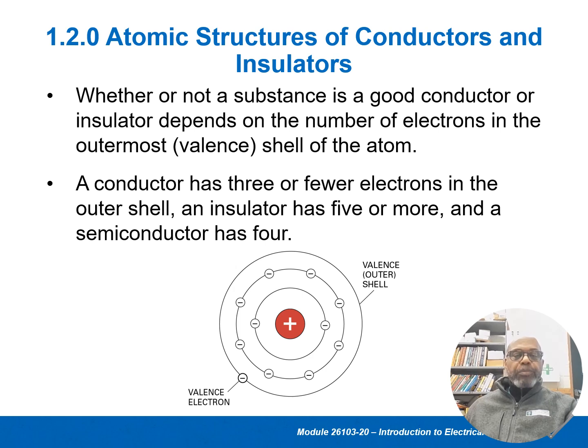So again, conductors need to have few electrons in their outer shell to become a good conductor. And the more electrons it has, it becomes less of a conductor and more of an insulator. There are certain things that we call semiconductors because they're not a good conductor or insulator, so it kind of resists the flow of current somewhat, but it still allows some to go through.